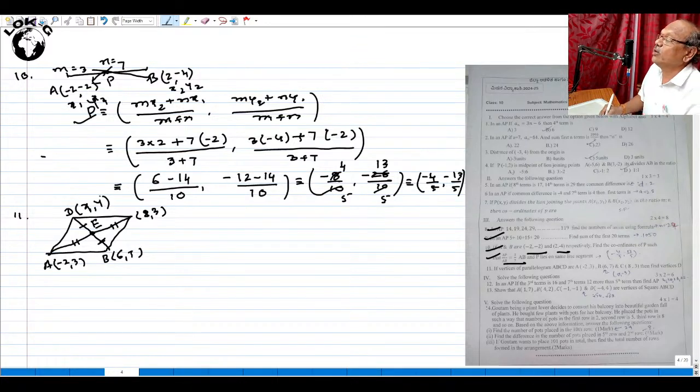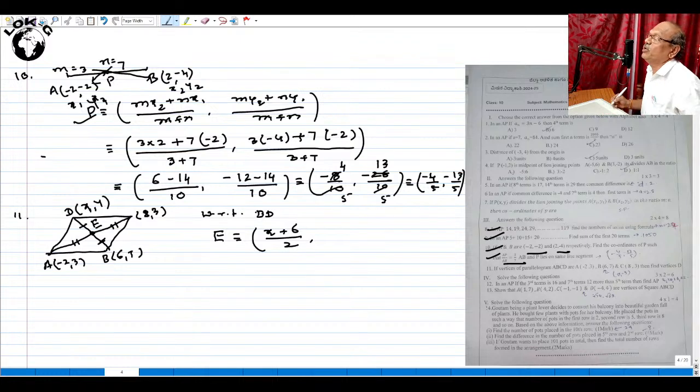Now you can get the coordinates of E. With respect to diagonal BD, what are the coordinates of E? Coordinates of E, midpoint formula. What is the midpoint formula? Recall the midpoint formula: X1 plus X2 upon 2. Here, it is X plus 6 upon 2. Already we discussed the midpoint formula. X plus 6 upon 2. Then you have Y plus 7 upon 2.